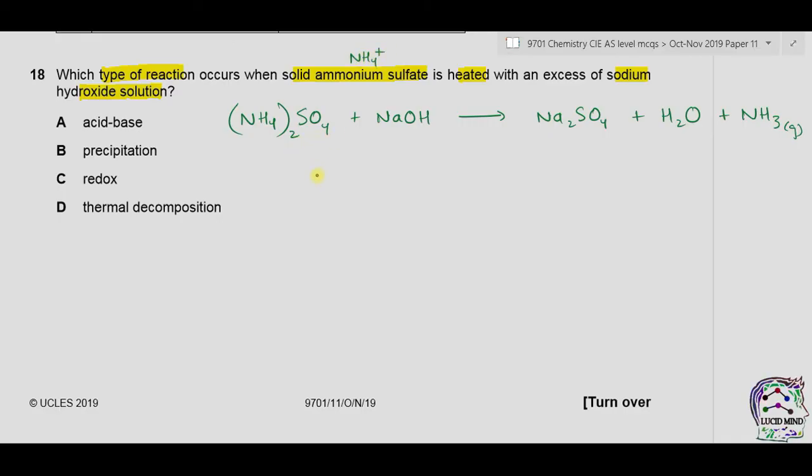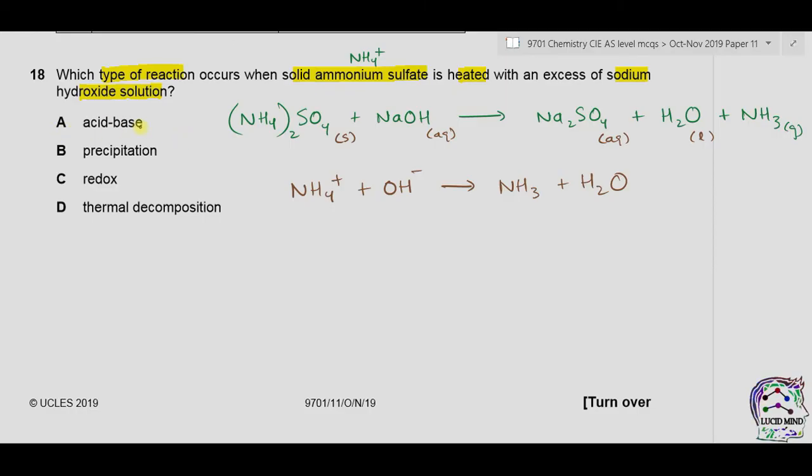Now we can see that from reactants we have NH4 positive, and from sodium hydroxide we have OH negative, which are reacting together in this equation to form NH3 along with H2O. Now ammonium sulfate was solid, sodium hydroxide is aqueous, sodium sulfate is a soluble salt, water is liquid, and ammonia is in the form of gas. Let's look at the type of chemical reaction.